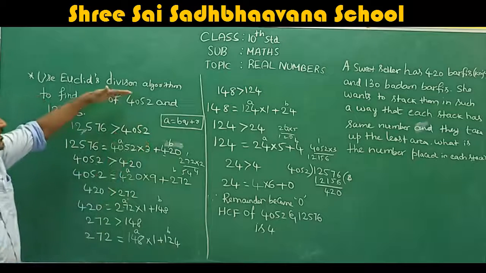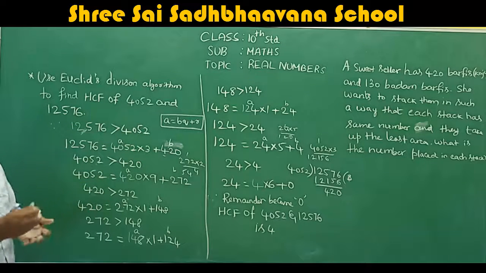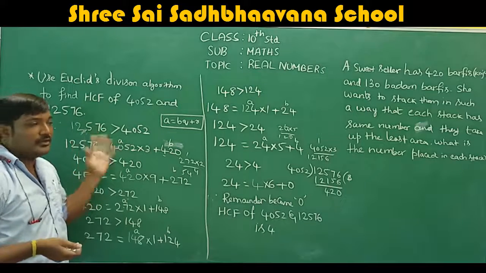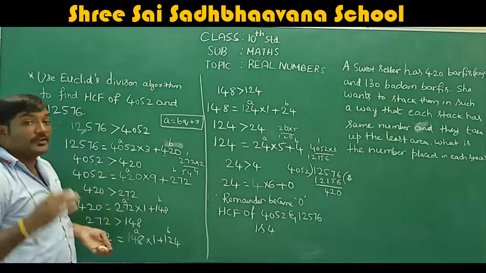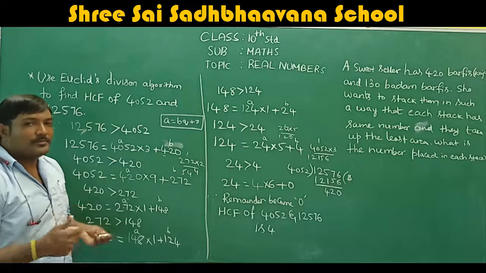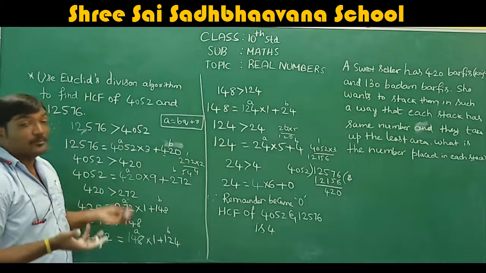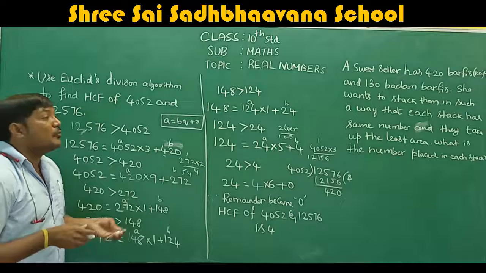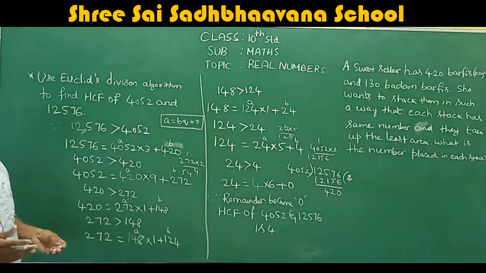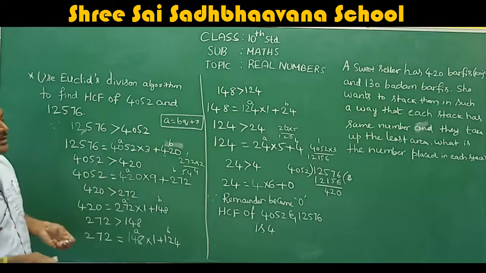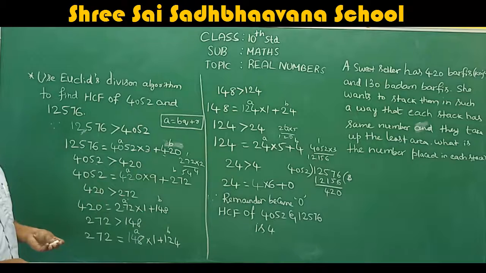Maybe it has taken a long procedure to do this, so much time compared to the last sums we did. As I told you in the last class, sometimes you will get the answer in 1 step, sometimes in 3 steps, sometimes it may take more than 10 steps. But you have to apply this algorithm until you get 0. So keep on applying until you get 0. See, at last we got 24 is equal to 4 into 6 plus 0.